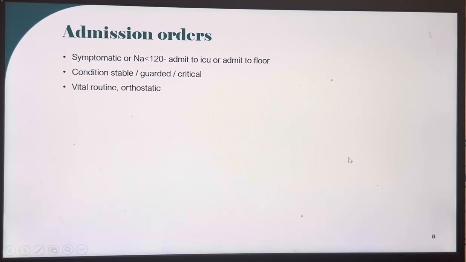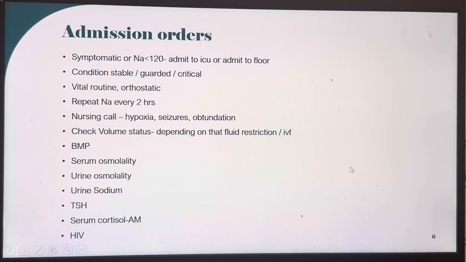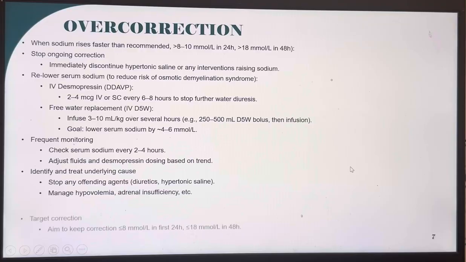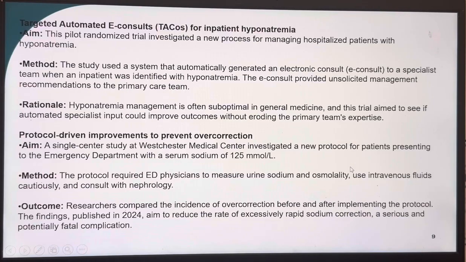We have discussed everything. Those are the important factors that you have to remember, and once you remember those, you'll know how to manage hyponatremia, and it becomes easier.